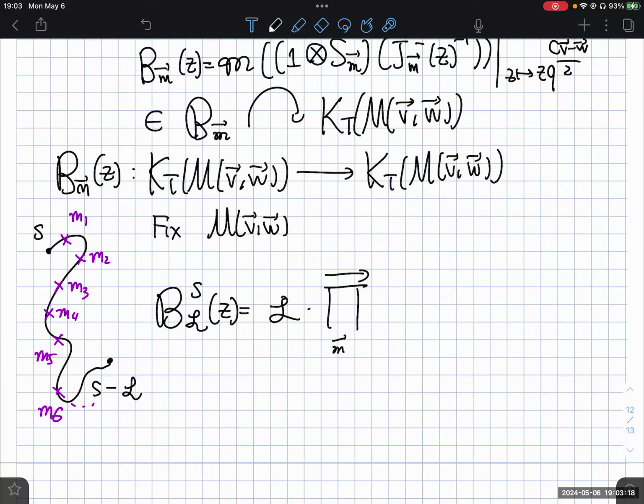But for now, it is the product of the monodromy operators with respect to each of the slope algebras. And the good thing here is that if we fix the quiver variety, the path from S to minus L, this kind of thing here, the points that are the slope points, are such that Bm is non-trivial.